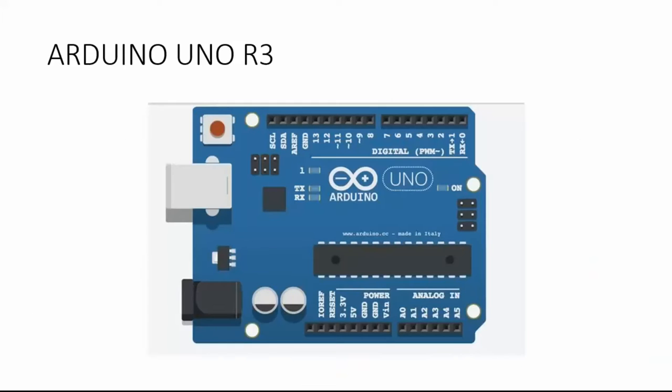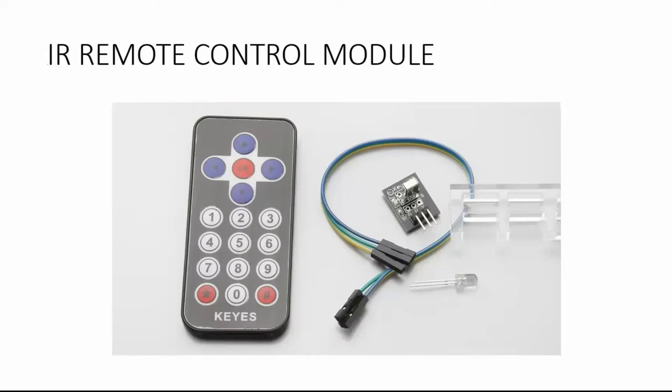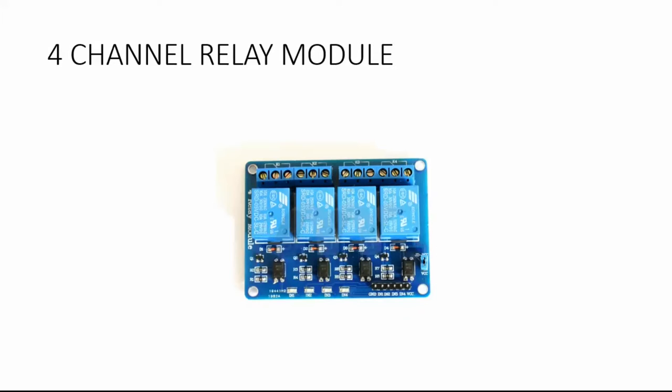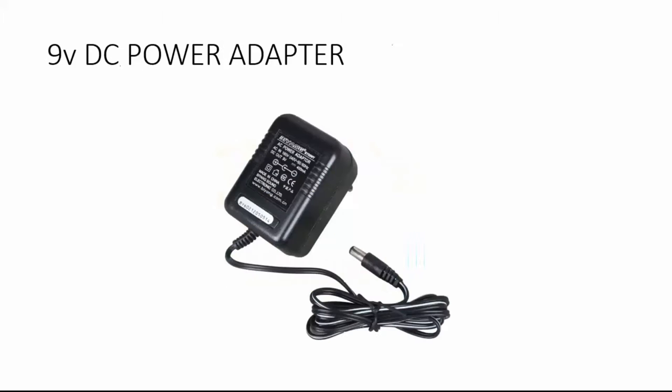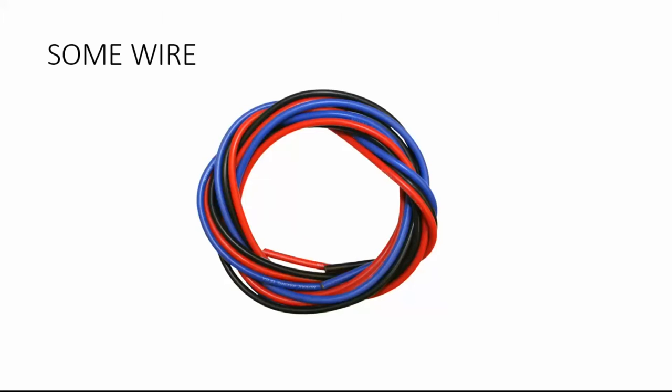First of all, you need a microcontroller board, that is Arduino Uno R3. You need an IR remote module. It is a ready-made module. You can buy it from eBay or some sites. Its cost is around 150. You can buy a 4 relay channel module or you can build your own. You need a 9 volt DC power adapter and some wires. That's it. So how does it actually work?